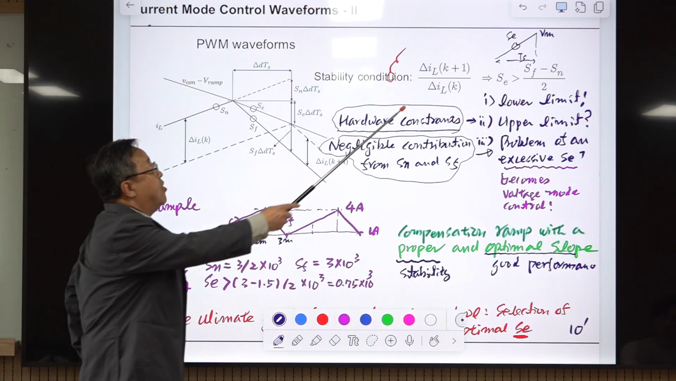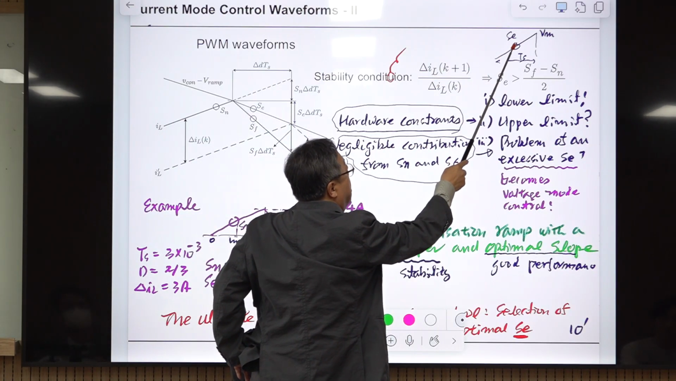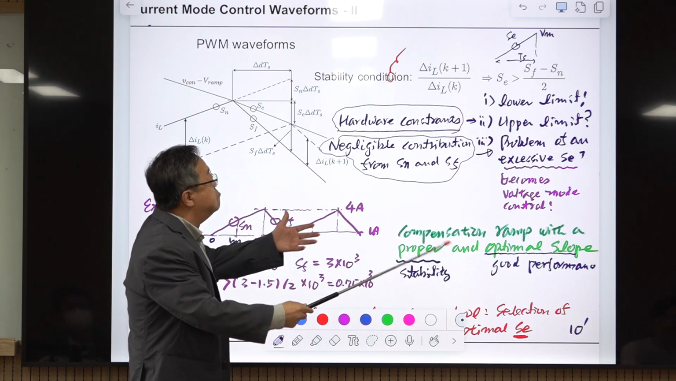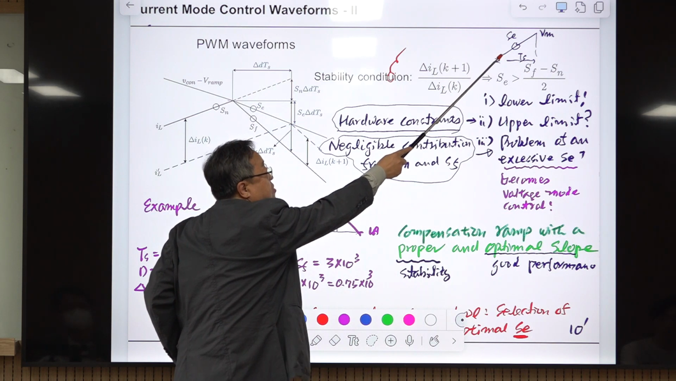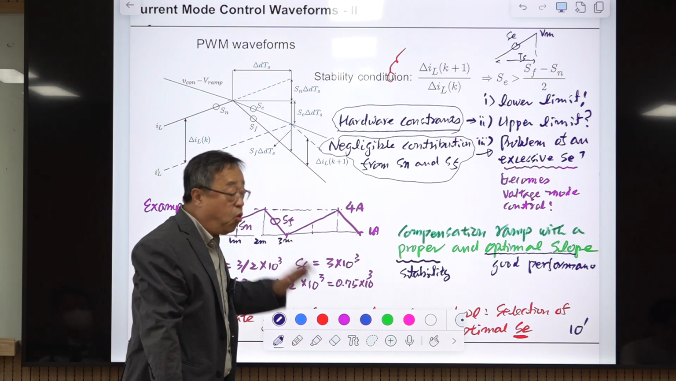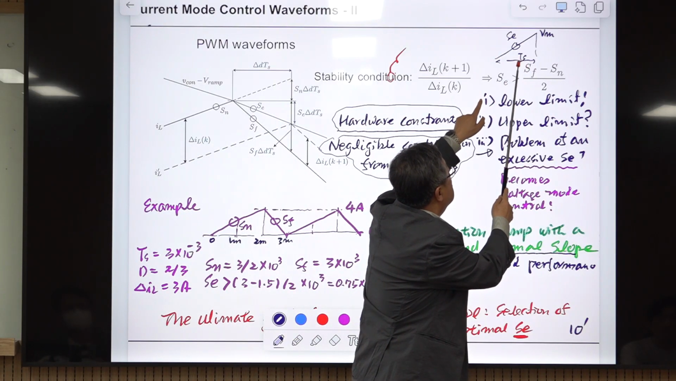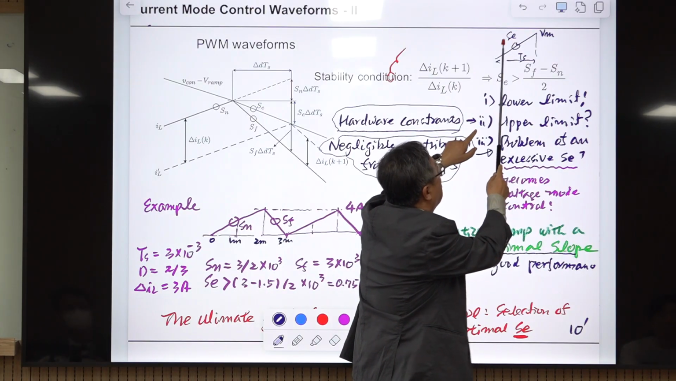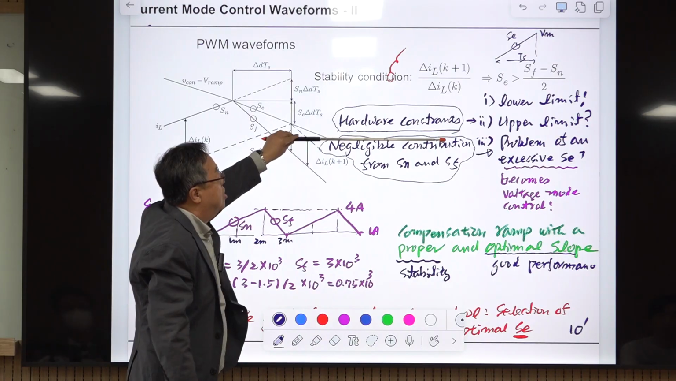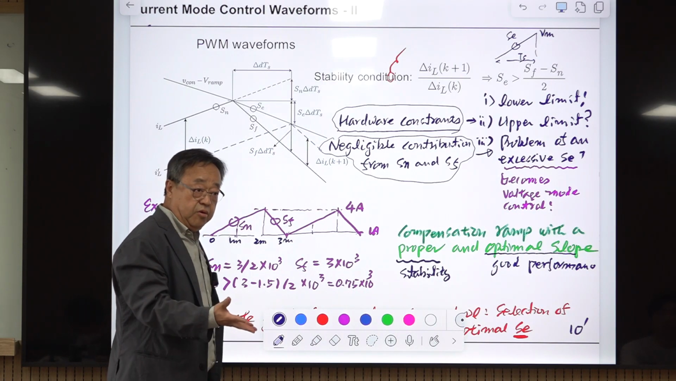Then you cannot apply this. You cannot apply an external ramp whose slope is larger than this, right? Or you need some RC circuit here, then maybe the value of the R, value of the C, okay? Or this Ts. If Ts is very small, then this slope can be limited by that requirement. So this upper limit will be set by hardware constraint, okay?